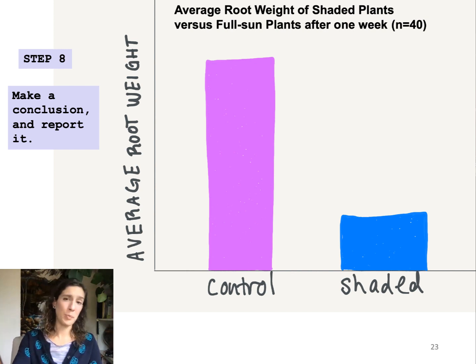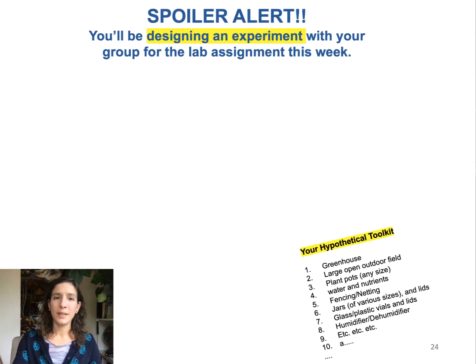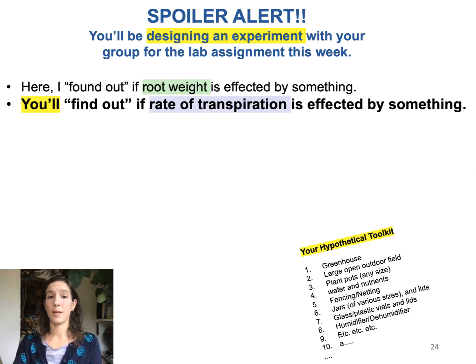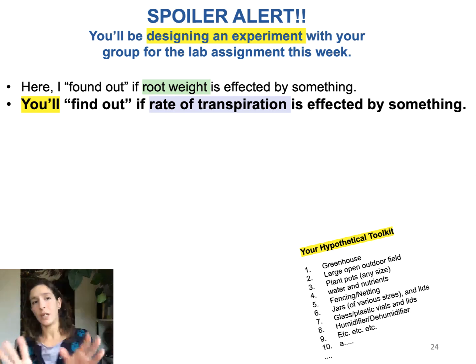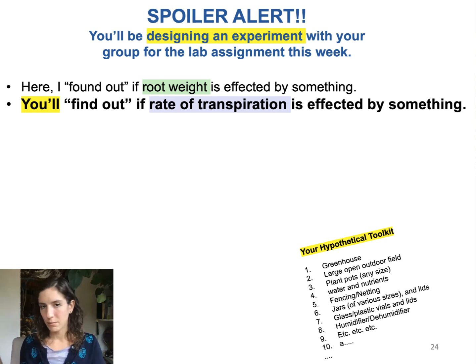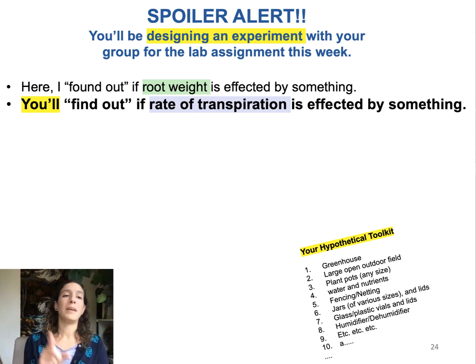Now I have a little bit of a spoiler alert for you. You will be designing an experiment with your group for the lab assignment for this week. Here, during this whole video, I have kind of found out if root weight is affected by something, namely sunlight or shade. You will be finding out if the rate of transpiration is affected by something. And so you've been learning about transpiration, you've been learning about experimental design, and you're going to put those together.